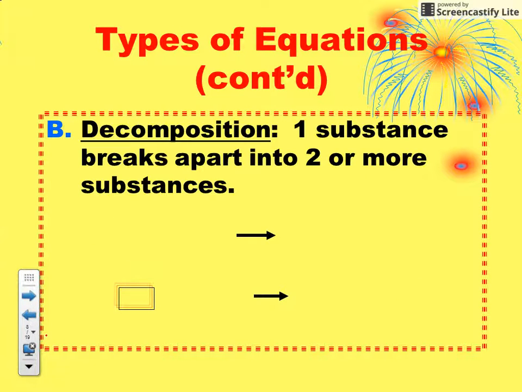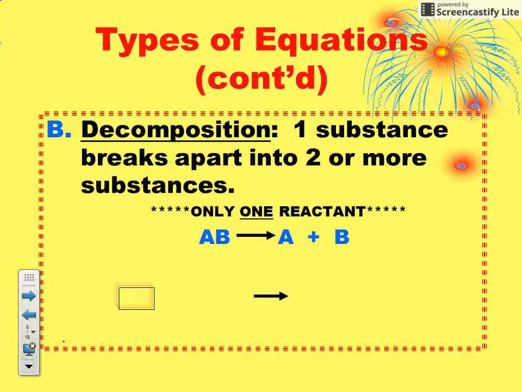The second type of reaction is exactly the opposite of a synthesis reaction. We call this a decomposition reaction. Look at the root word here, decompose. The definition of a decomposition reaction is when one substance, so one reactant, breaks apart into 2 or more substances. The key feature of a decomposition reaction, the best way to recognize this, is it has only one reactant. So as I said, it's exactly the opposite of a synthesis reaction.